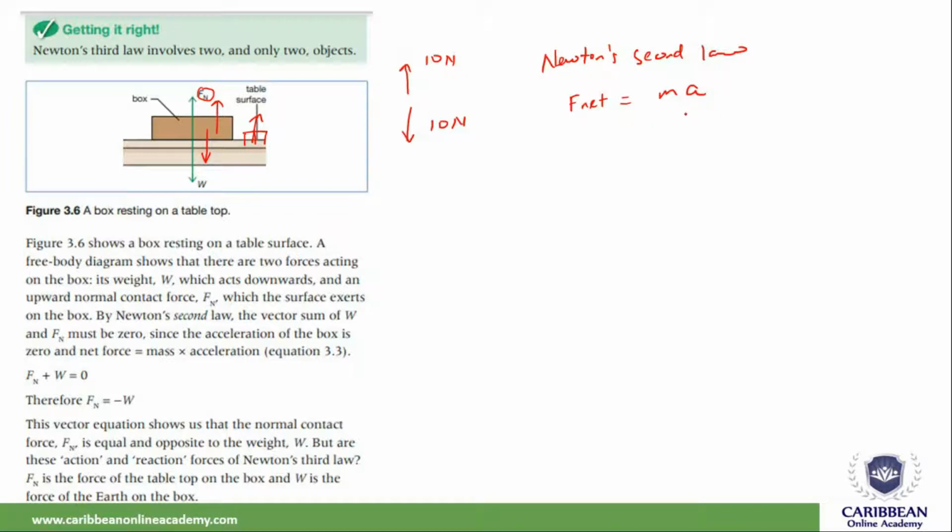So if the book is sitting on the surface, then it means that there's no acceleration, right? So a is equal to 0. So for that reason, our net force is equal to mass multiplied by 0, and any number multiplied by 0 is equal to 0. Now, as it relates to our net force, that's a very key part now, right?